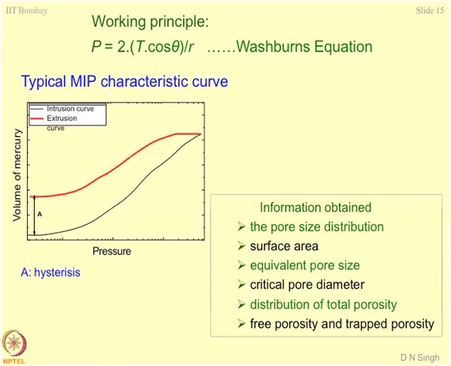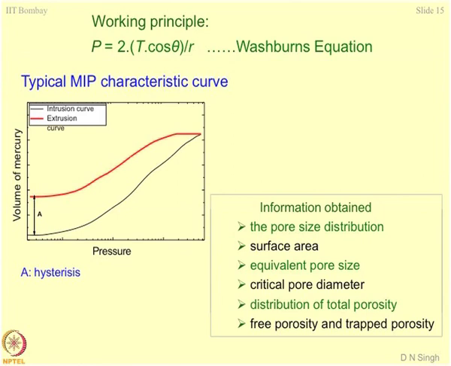What it leads to is a typical mercury intrusion porosimetry characteristic curve. So, if you look at this curve, what you will notice is on the y axis is the volume of mercury which is getting entered into the system or coming out of the system with respect to pressure on the x axis. So, how do you read this graph? If you increase the pressure, what will happen? The mercury has a tendency to go into the pores. So, this becomes an intrusion curve. The black one is the intrusion curve. As you increase the pressure applied, more and more volume of mercury goes into the pores of the soil mass. So, this way you can fill all the pores by applying very high pressure.